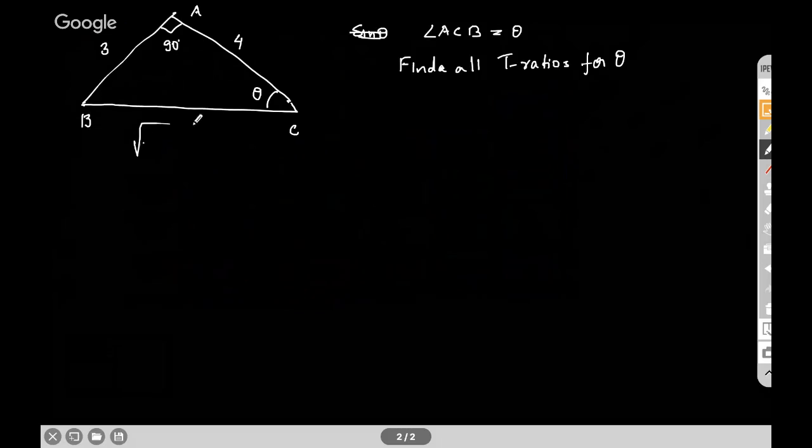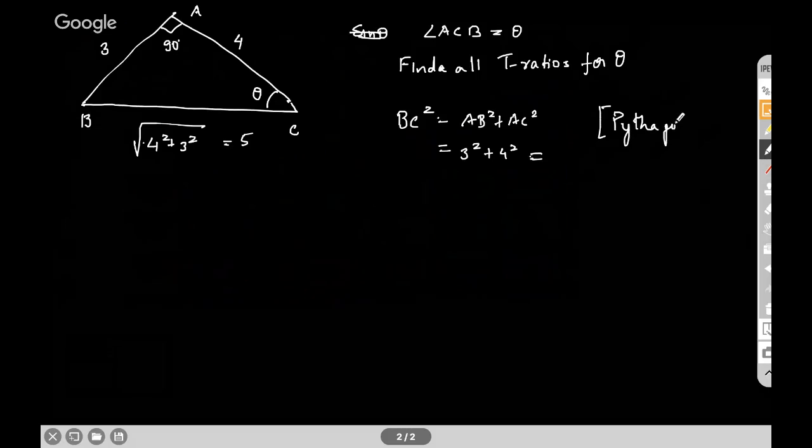So you know this is nothing but 4 square plus 3 square, which is 5. So you have to write like this. BC square is equal to AB square plus AC square, which is nothing but 3 square plus 4 square. If it is a 1 marker question, you don't need to write so many steps. For example, if it is a 2 marker or 3 marker, please write by Pythagoras theorem. And then it is 25. So hence BC is equal to 5.